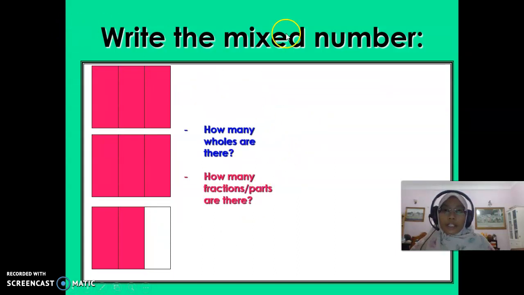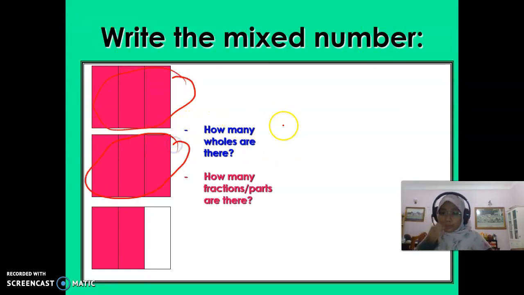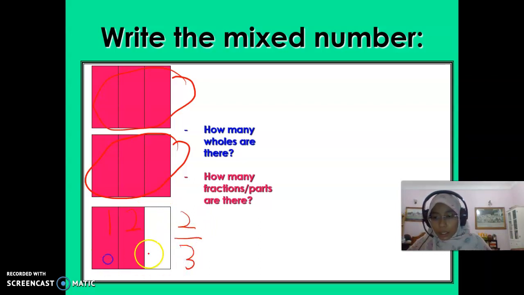Next. Write the mixed number. How many wholes are there? 1, 2. How many fractions? 1, 2. So it will become 2 over 3, because this one has 3 parts. 1, 2, 3. So it will be 2, and 2 over 3.